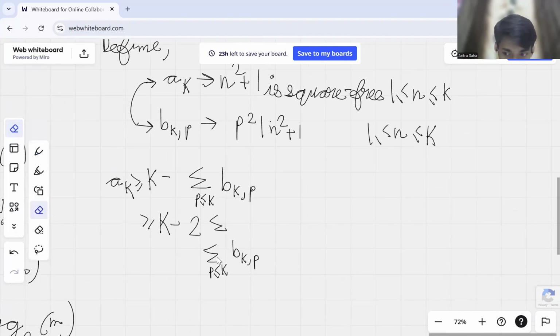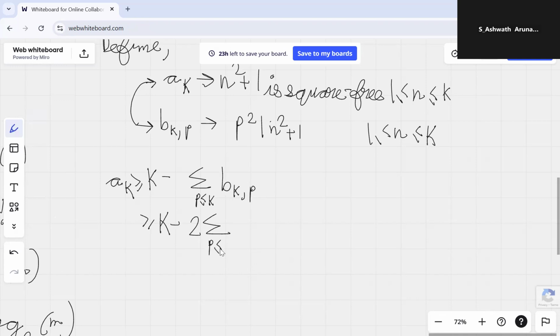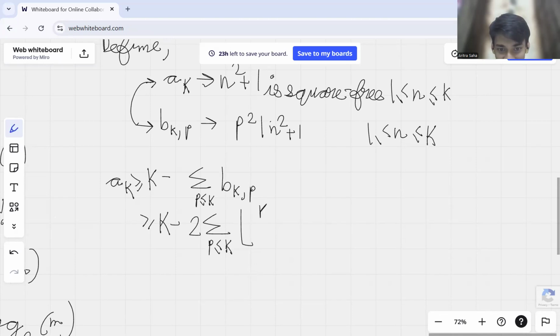Is the class extended by 10 minutes? Is it okay? Yeah. Actually, I only have exams, so that is the issue. I have to leave. But let's see, I'll try to finish this early. K by p square. Okay.